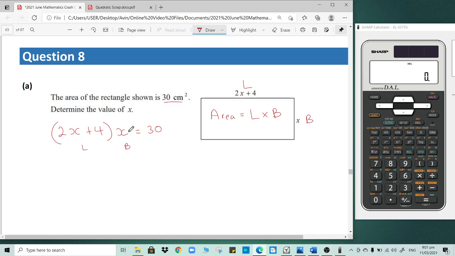So all we need to do is multiply out the brackets, expand the brackets, and we will get 2x squared plus 4x. You notice I multiply everyone inside here by the x. And some students may forget that x by another x is x squared. Now this will be equal to 30.